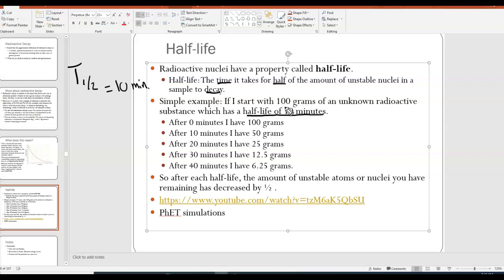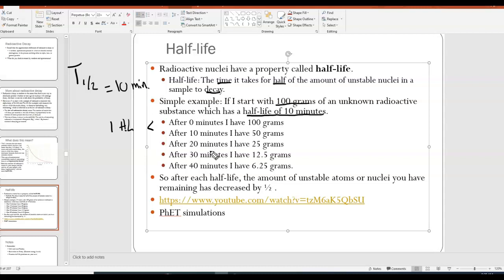So if I start with 100 grams, that's my initial value, that means after 0 minutes have passed, at the beginning of the problem, I have 100 grams of radioactive substance. After 10 minutes, that is after one half-life has passed, I have 50 grams remaining. My starting amount has decreased by half in 10 minutes.